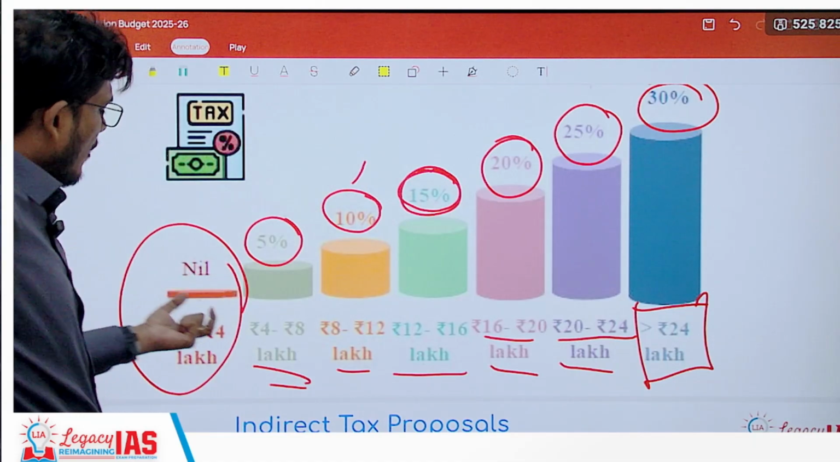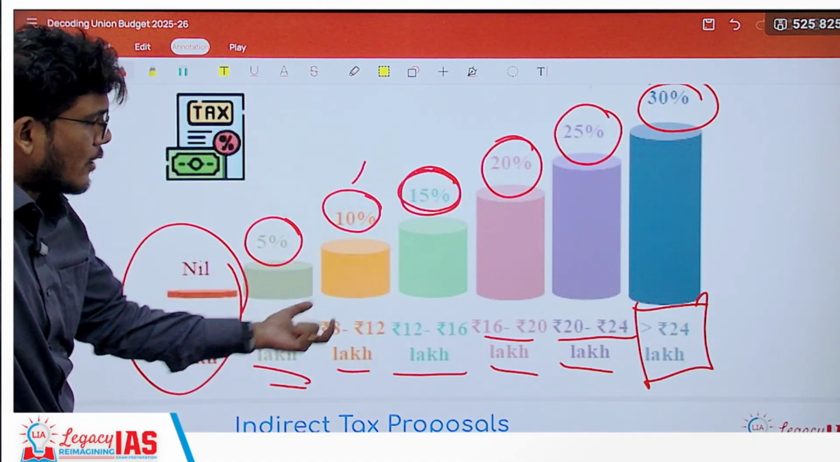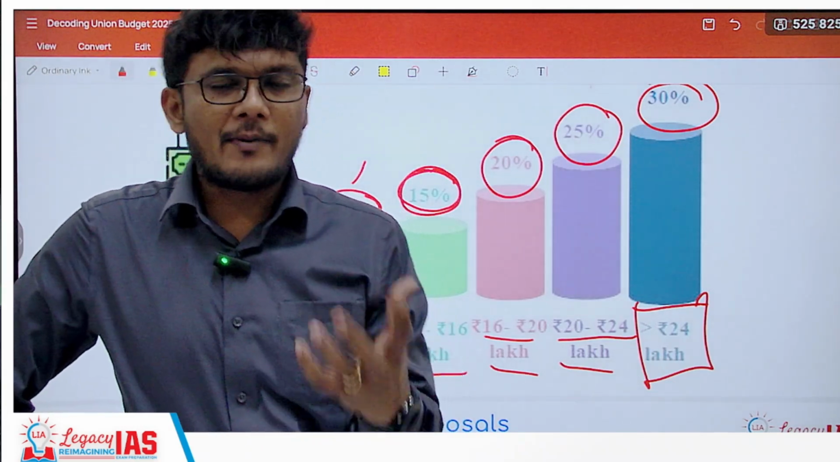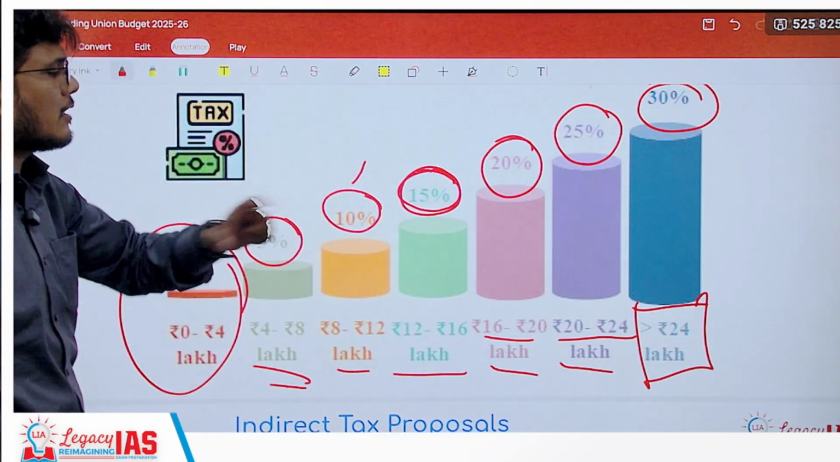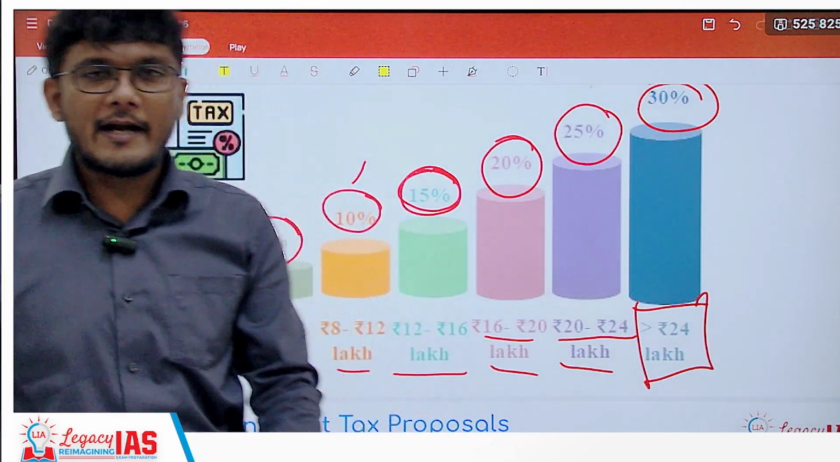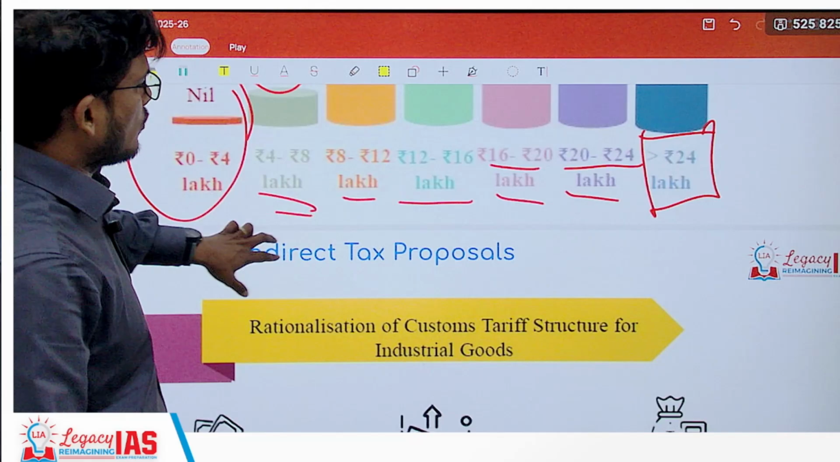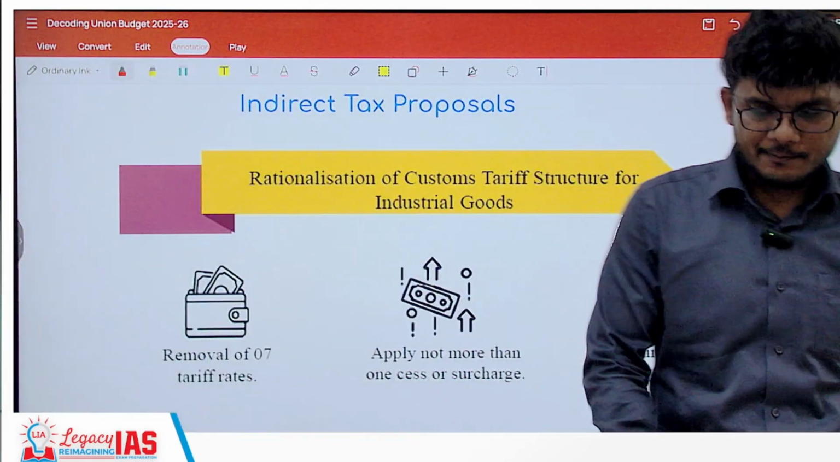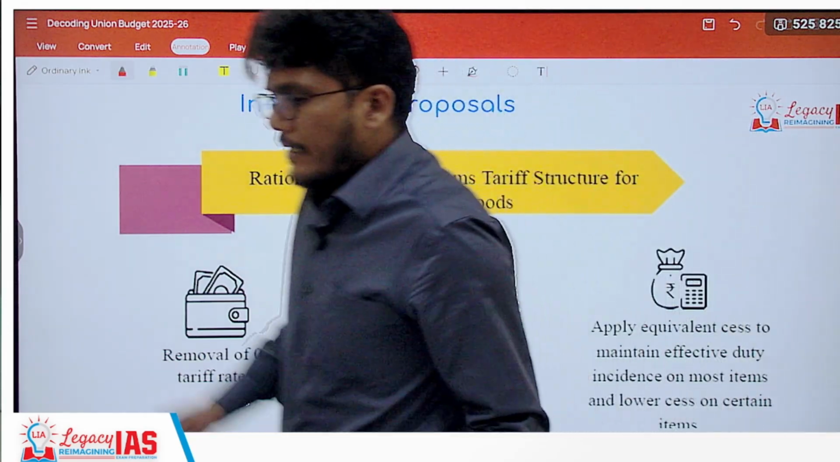How? Because of course 4 to 8 lakhs 5% is there, 8 to 12 10% is there, but you will have certain tax deduction provisions. If you apply for all this, you will get the tax rebate, and up to 12 lakhs no tax will be required to be paid if you take into consideration those provisions. I hope that's absolutely clear. So that was for the direct taxes.